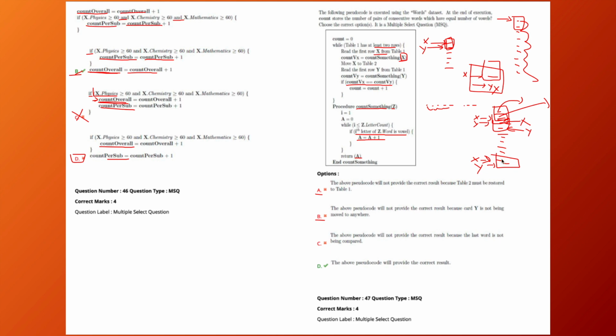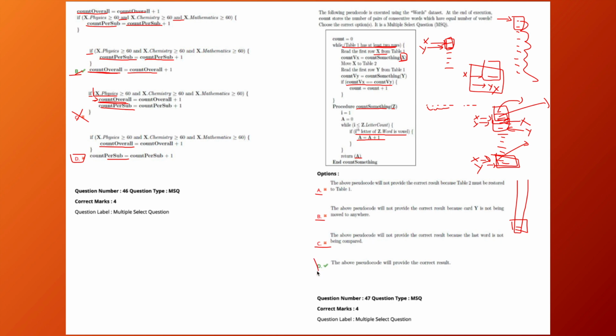So the last word and the second last word are being compared, and then x is going to move, and then this table 1 is only going to have 1 row, right? In the last iteration it's not going to iterate because we need table 1 to have at least 2 rows. That's all. But in the previous iteration we have compared the second last and the last row. So this is also incorrect.